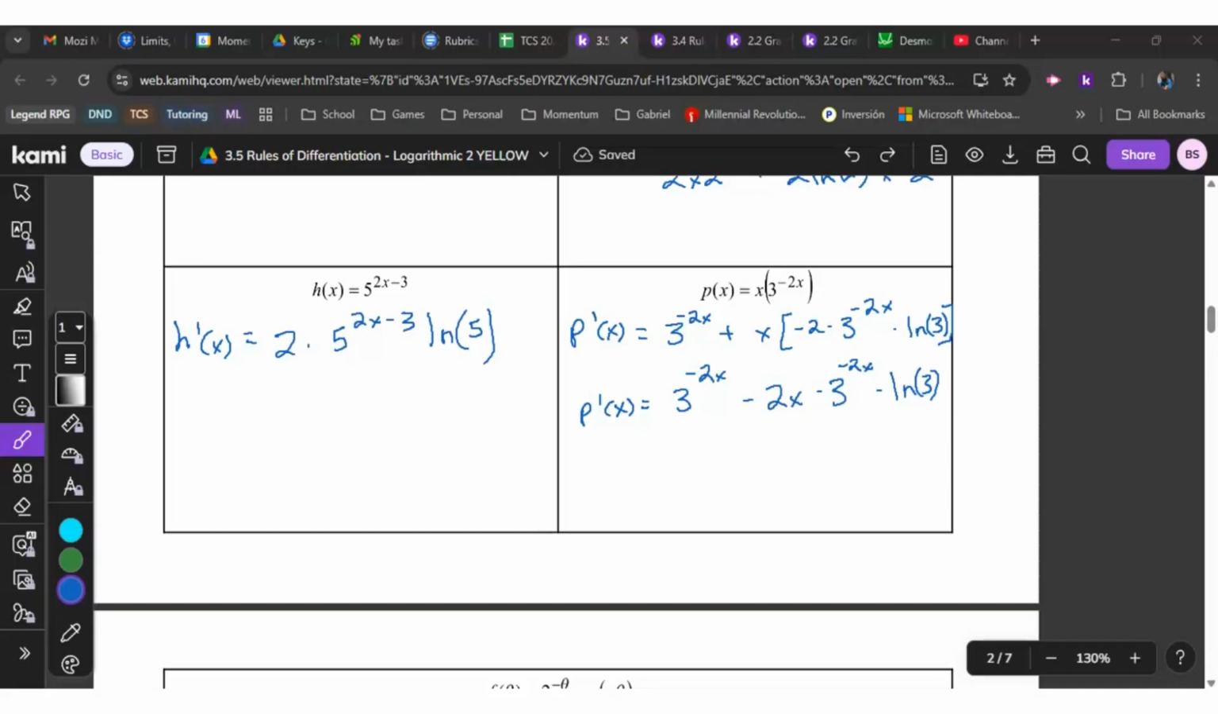Guys, I can put it wherever I want. The order doesn't matter. Look, 6 times 2 is the same as 2 times 6. Do we agree? So the order doesn't matter. So put it wherever you want, as long as it's all multiplied. Okay, that's the key.